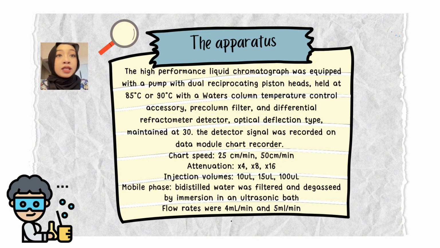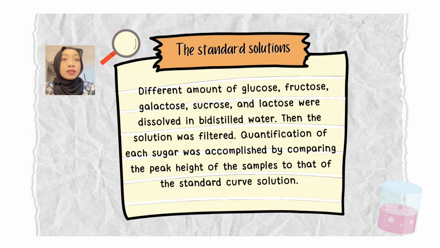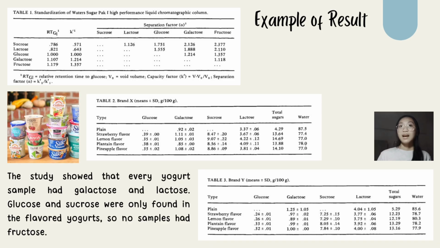As for the mobile phase, distilled water was filtered and degassed by immersion in an ultrasonic bath. The flow rates were 4 ml per minute and 5 ml per minute. As for the standard solutions, different amounts of glucose, fructose, galactose, sucrose, and lactose were dissolved in distilled water. Then the solution was filtered. Quantification of each sugar was accomplished by comparing the peak height of the samples to that of the standard curve solution. Next, I will present the example of result and discuss the result.